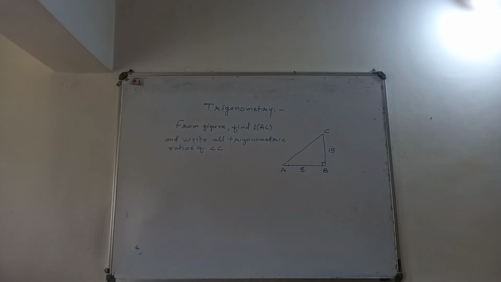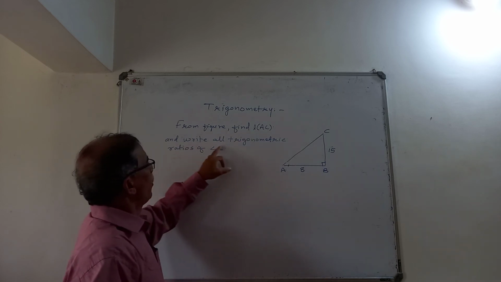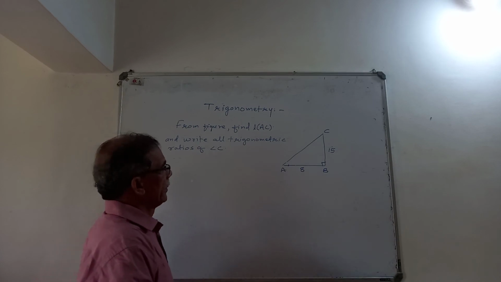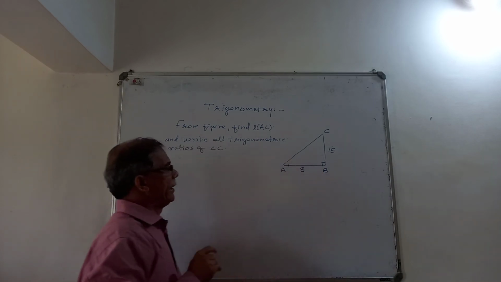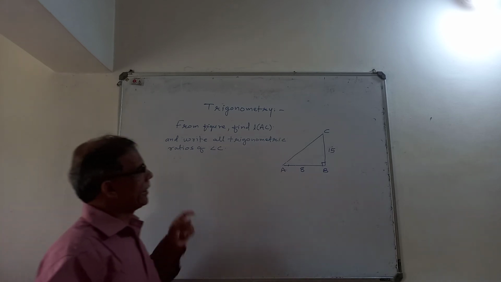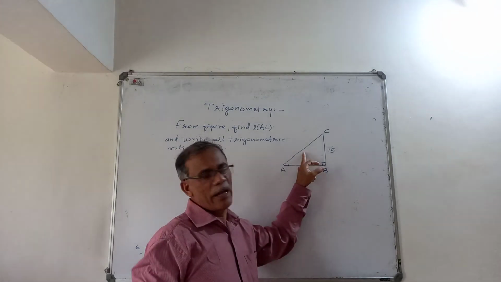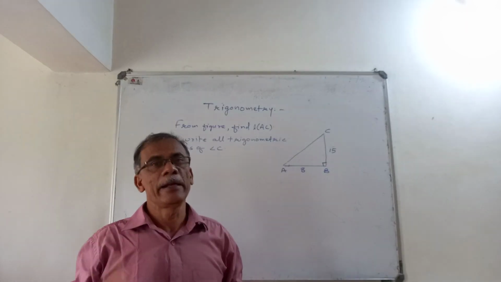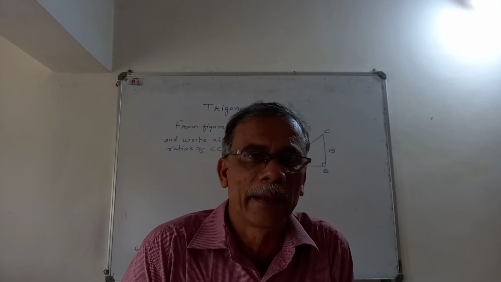Now see, from the figure, find length AC and write all trigonometric ratios of angle C. This is a right angle triangle in which you are given two sides, AB and BC, and you have to find AC. What is AC here? In this figure, AC is opposite to the 90 degree angle. It is called the hypotenuse. And in a right angle triangle, if we know any two sides, we can calculate the third side by using Pythagoras theorem.